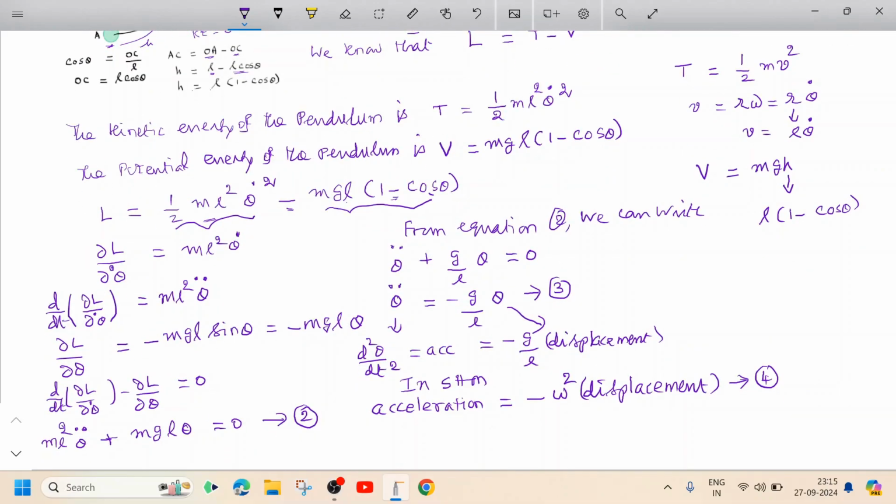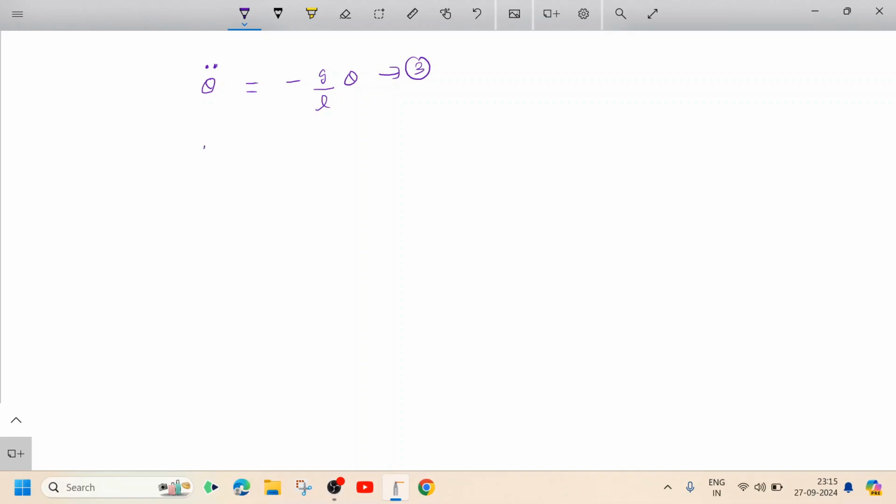In equation 3, we have theta double dot is equal to minus g by L into theta. This is our equation 3. But equation 4 gives acceleration equal to minus omega square into displacement. This is equation 4. The motion associated with our simple pendulum is simple harmonic. The general equation for acceleration in the case of simple harmonic motion is minus omega square into displacement.